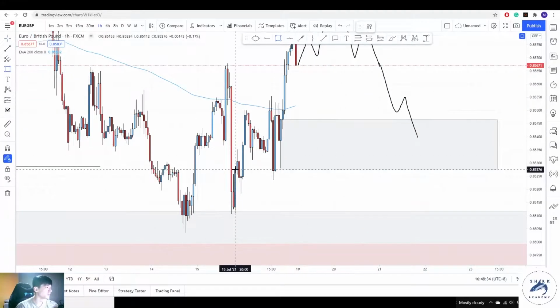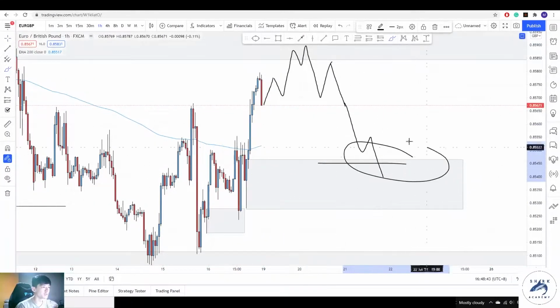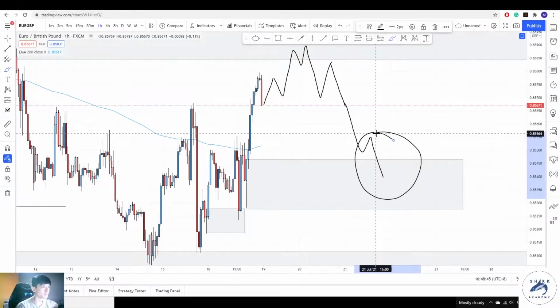Because you can see this demand zone over here already got mitigated. So the next demand level, or where we are looking to buy from, would be this area. So do we just place a buy limit here? We don't do that, right? We wait for confirmations. We want to wait for the schematic of the Wyckoff.